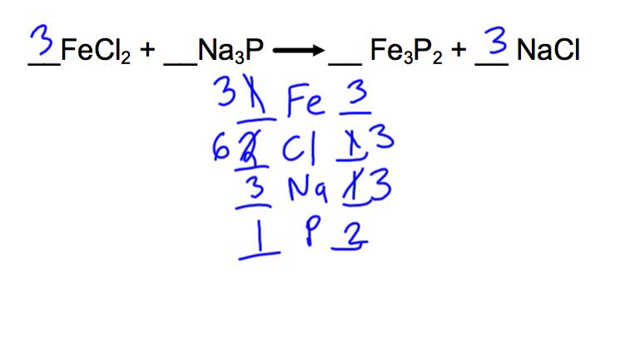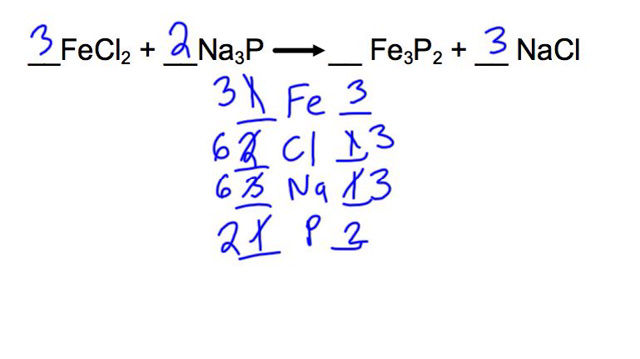So let's say I take care of the phosphorus on the left. If I put a 2 here, 2 times 3 is 6 Nas. 2 times 1 is 2 phosphorus. So I just messed up my Na again. That's okay. This is a trial and error process. You can change the numbers.